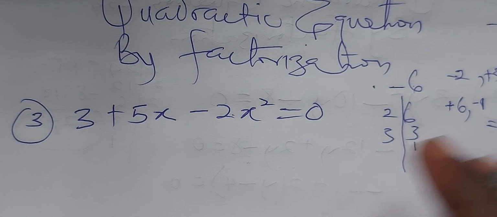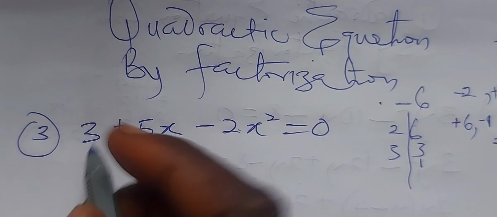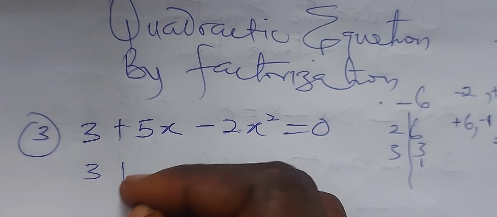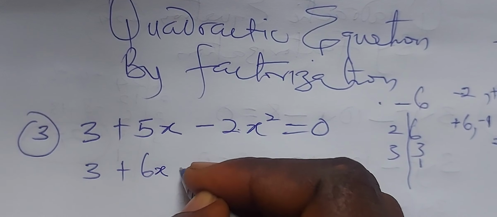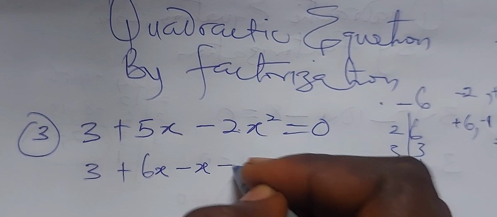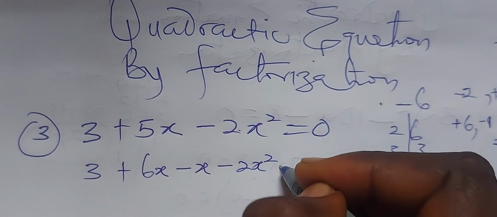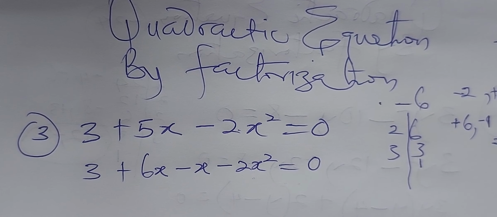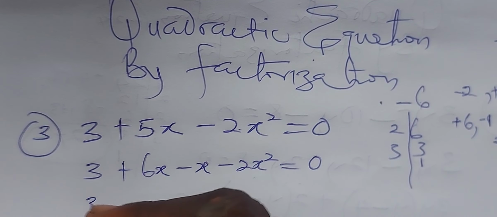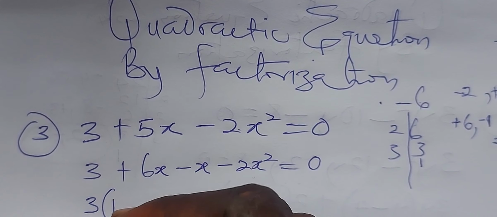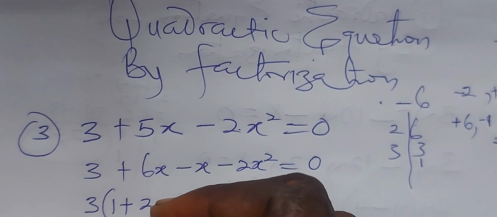So let's substitute that factor into the middle. You now have 3 plus 6x minus x minus 2x squared equals 0. Okay, so that is what we have. So by doing this, what is common here? We have 3 into here, we have 1 plus 2x.